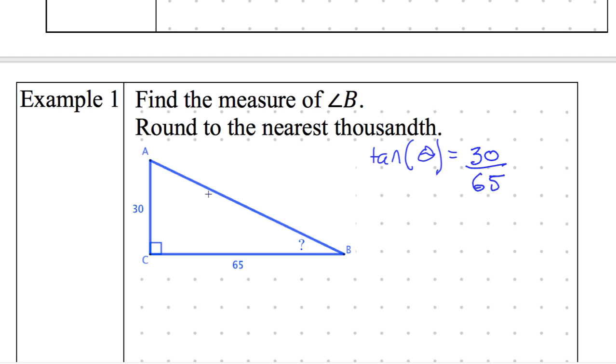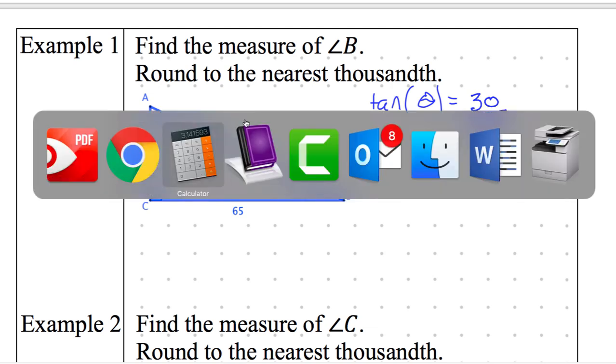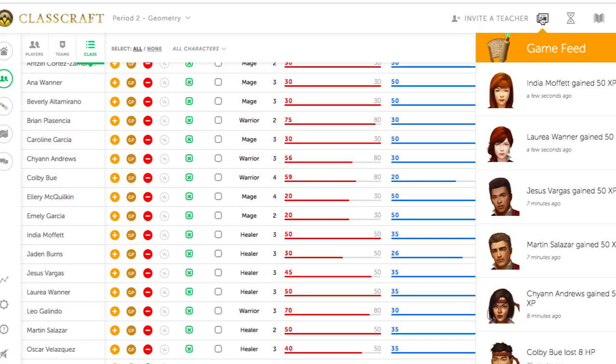Also, I forgot to give Martine and Emily. Okay, now we're all caught up on marbles. And let me see if I caught up on here. Good, India's all caught up.